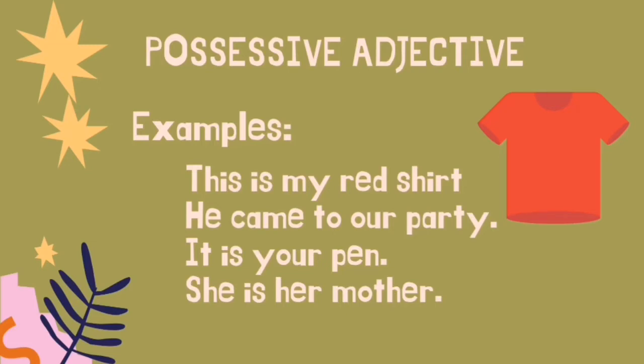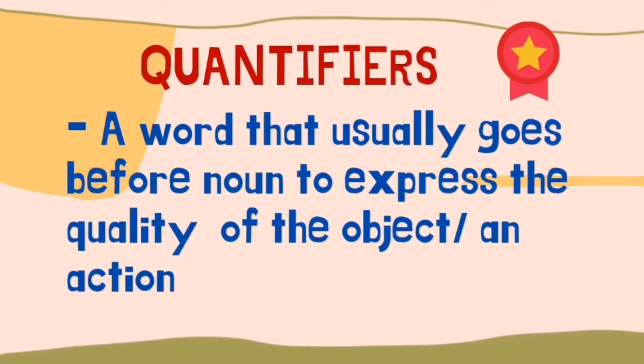Here, can you identify the possessive adjectives, the determiners? Yes, you are right. This is my shirt. He came to our party. It is your pen. She is her mother. My, our, your, her are possessive adjectives. So the next type is quantifiers.